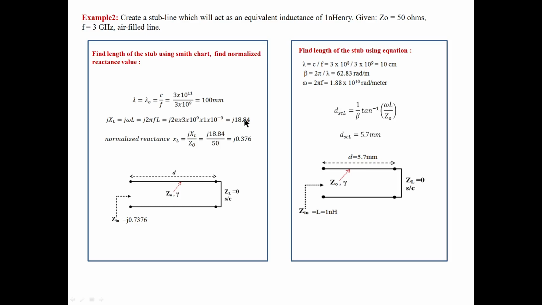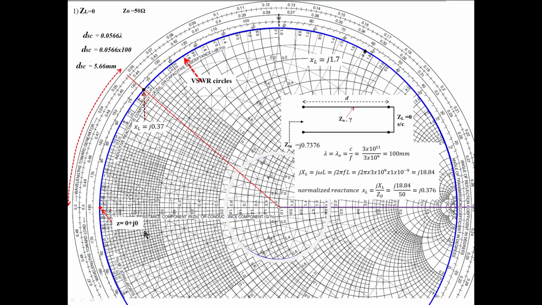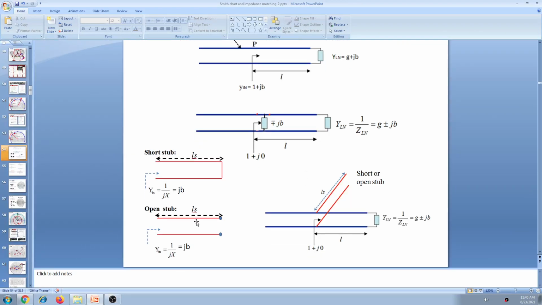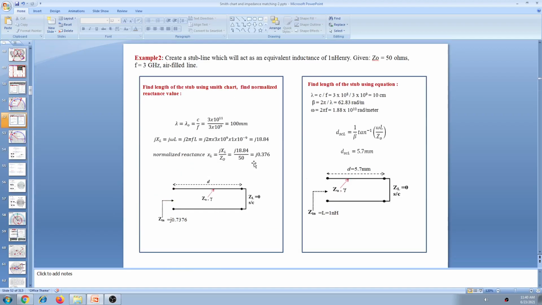But you are using the Smith chart. This is the actual reactance, so divide this by the characteristic impedance, which is 50 ohm. What is the reactance value I got? 0.376. This is the reactance I needed, equivalent to this inductor. For 1 nanohenry the normalized reactance is 0.376. This is the reactance value needed. So I want an input reactance equal to 0.376.